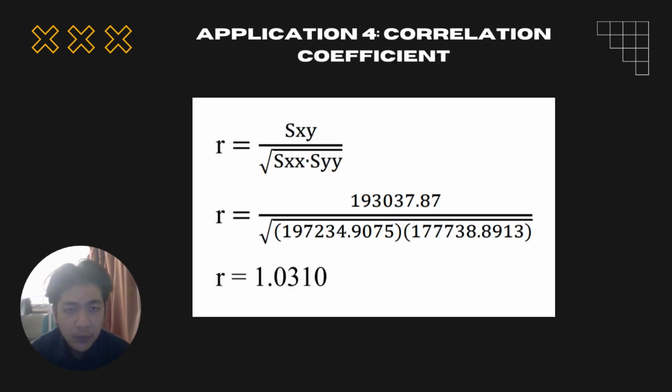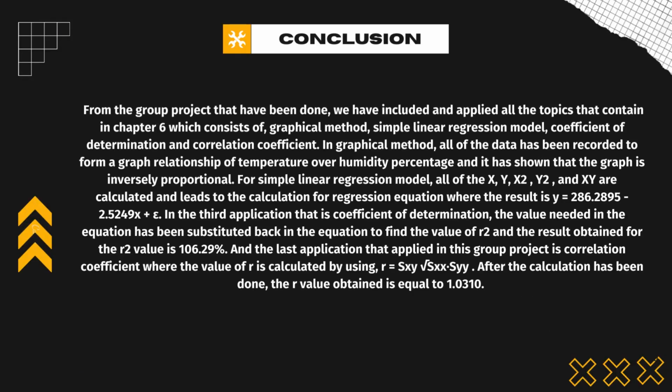Next, application 4, which is the correlation coefficient. In this application, we have to find R, and the formula is SXY over the square root of SXX times SYY, and we get that R equals 1.0310. So that's all from me.